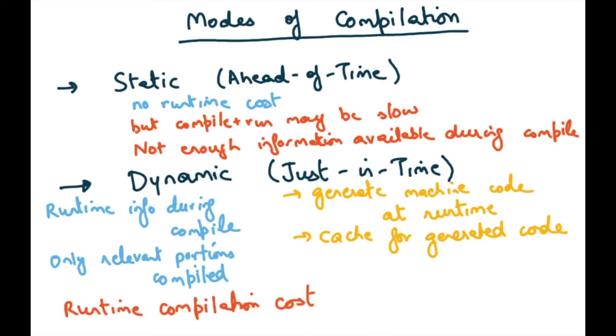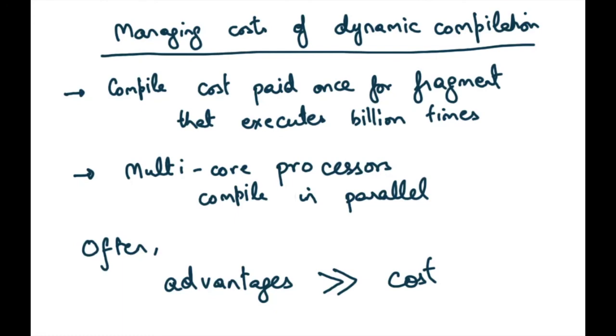Of course, the big con or the big disadvantage of just-in-time compilation is that you have to pay runtime compilation cost. Now, one thing that people do to manage the cost of dynamic just-in-time compilation is caching, which we just discussed. In this case, the compile cost is paid only once for a fragment that would probably execute millions or billions of times, in which case the cost of compilation gets amortized over that many times, which usually is a good trade-off.